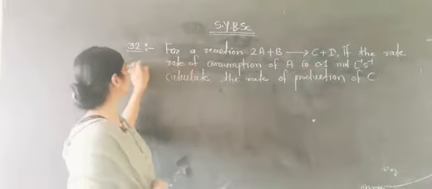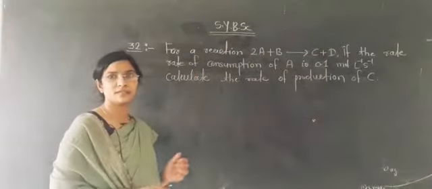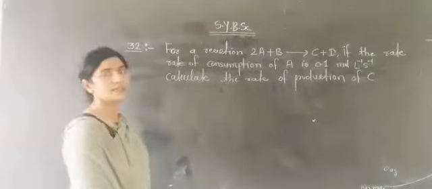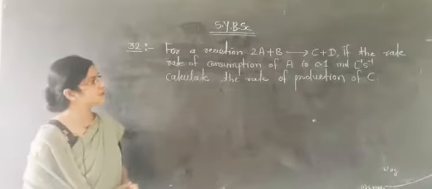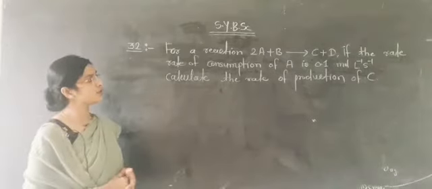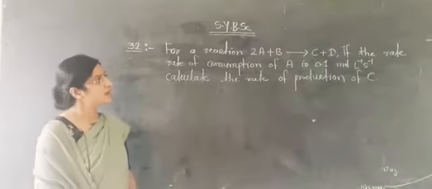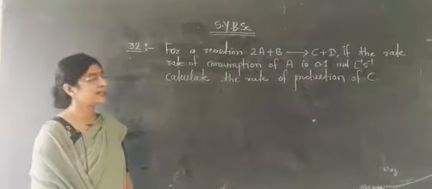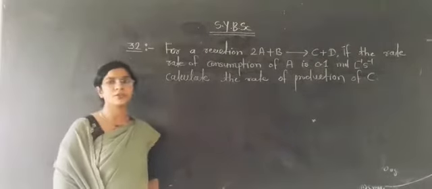This is your numerical number 32. I'll just read it first. For a reaction 2A + B converting into C + D, if the rate of consumption of A is 0.1 mole per liter per second, calculate the rate of production of C.